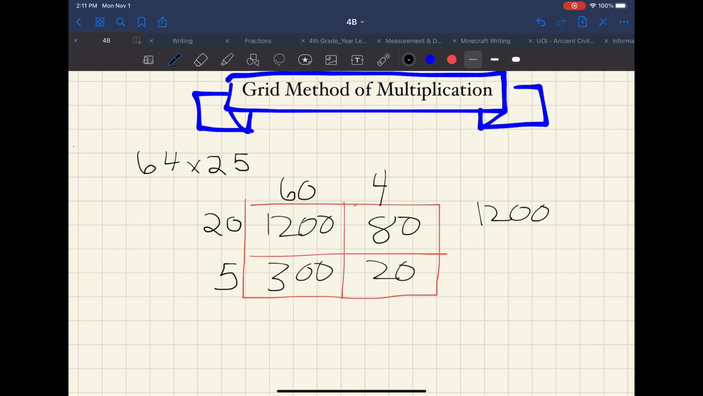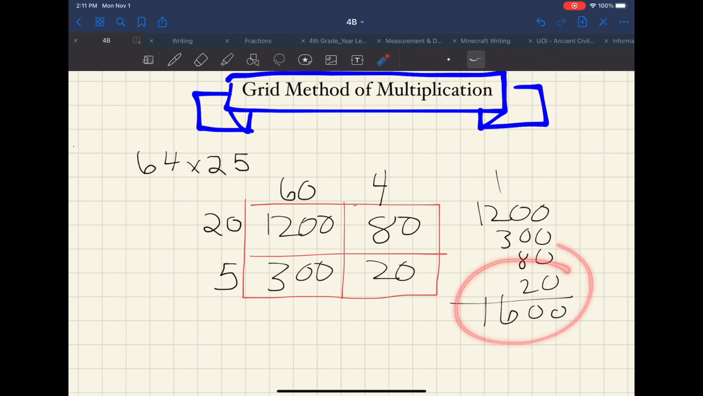Then what I want to do is take the numbers, put them in a nice even column so that all the place values line up, and add them. Therefore, my answer is 1,600.